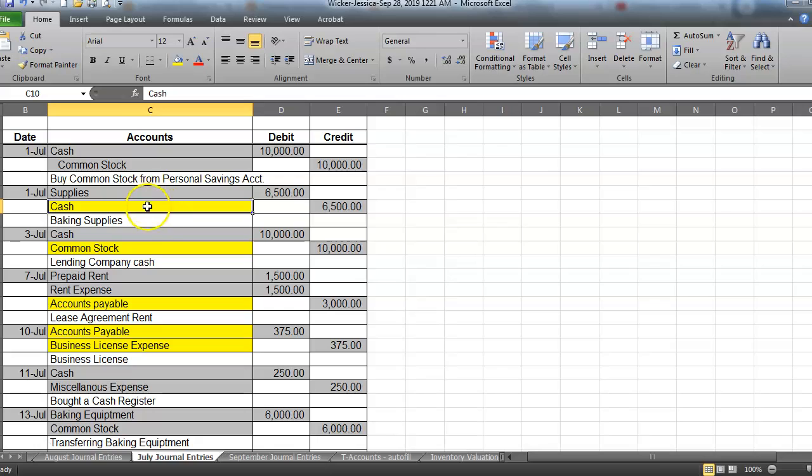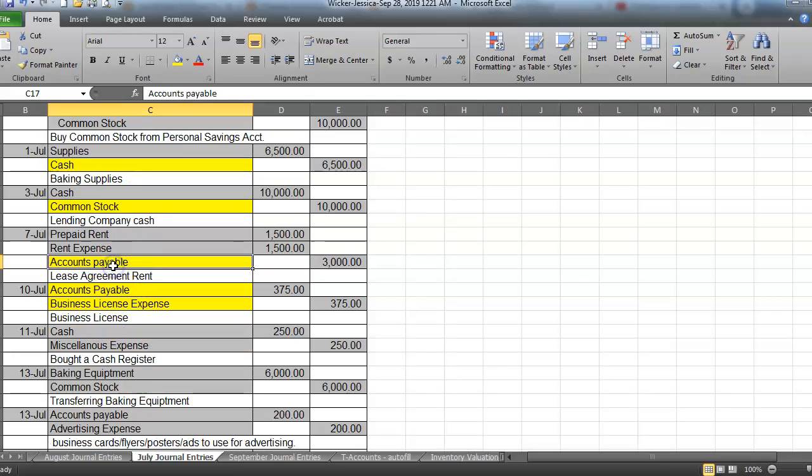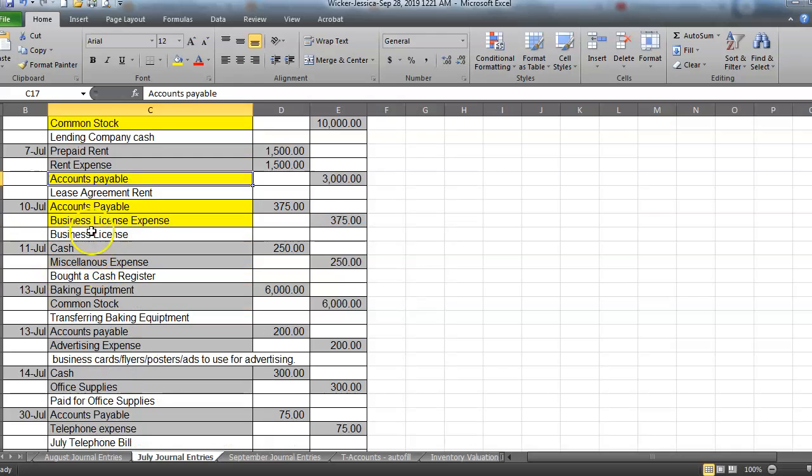Here, this entry here, what it's talking about common stock. Again, you receive cash, but it says lending company cash. Equity is not a liability, so you have to have some kind of liabilities here. In this case, cash was paid. They didn't incur a payable. They actually wrote a check, so you need to change that.